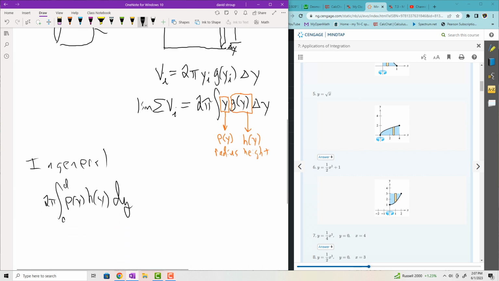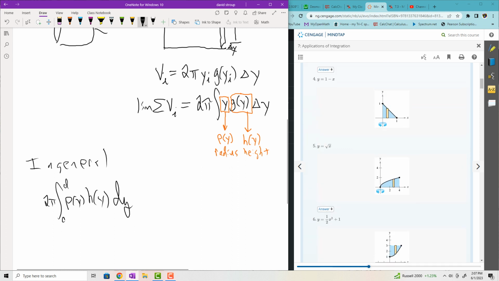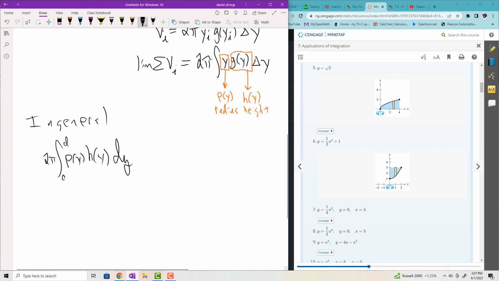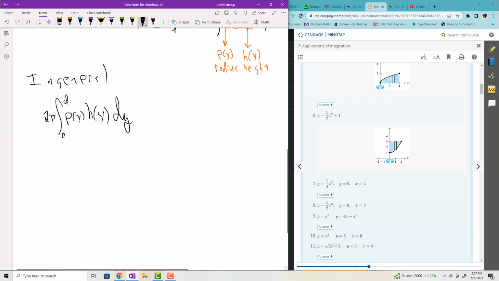Okay, so now we want to maybe look at the exercises over here in the book and see what's going on, right? So let's try maybe number 7. Looks like it's reasonable. So we have y equals 1/4 x squared, y equals 0, and then x equals 4.